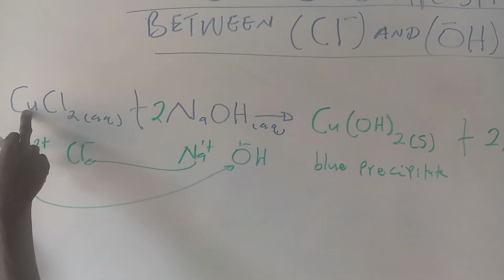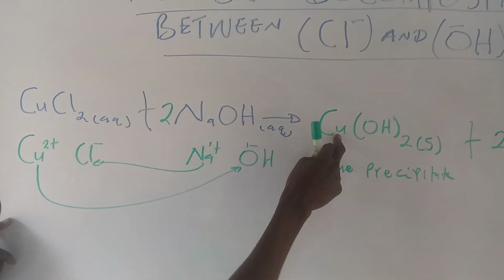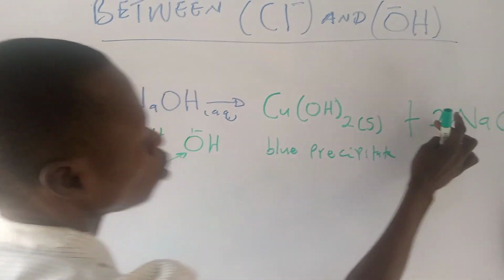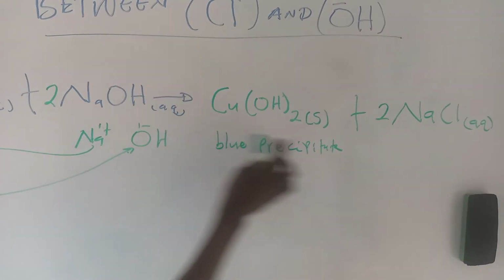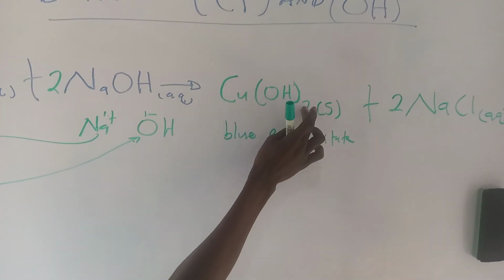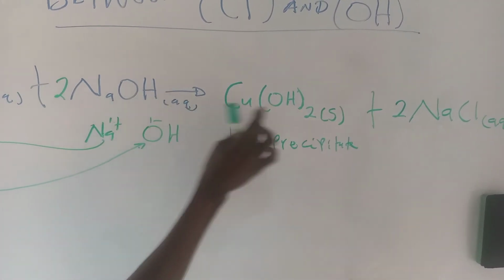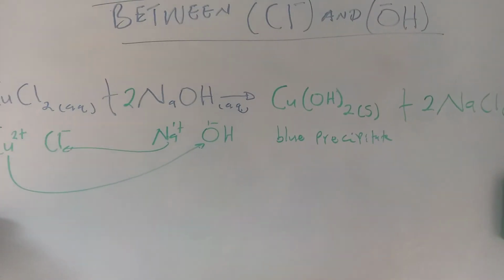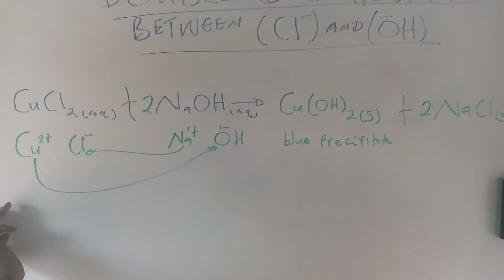So we start: copper 1, here is also 1. Chloride 2, here 2. Sodium 2, here is also what? 2. Oxygen 2, here also 2. Hydrogen 2, here is also what? 2. Then the equation is what? Balanced. So that is how we see the double decompositions.